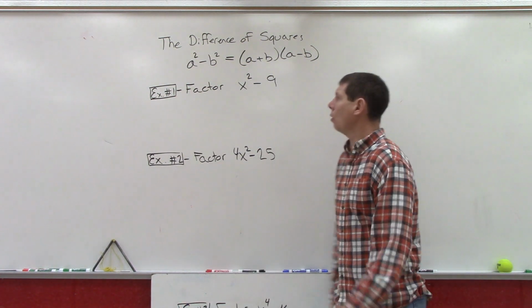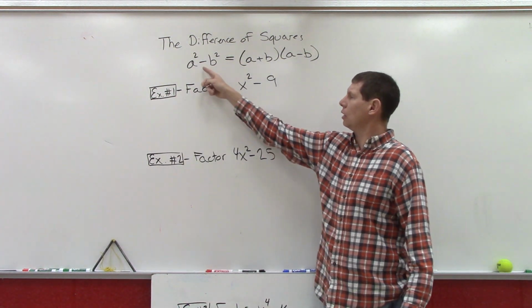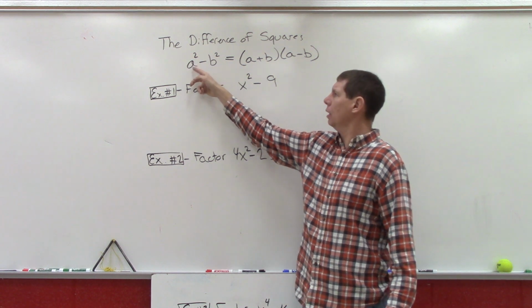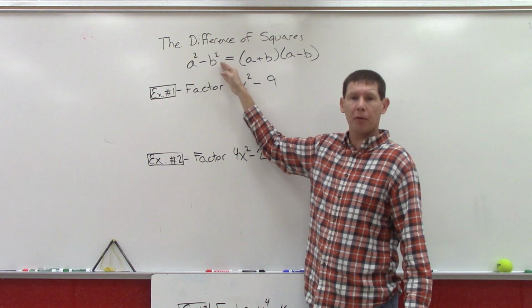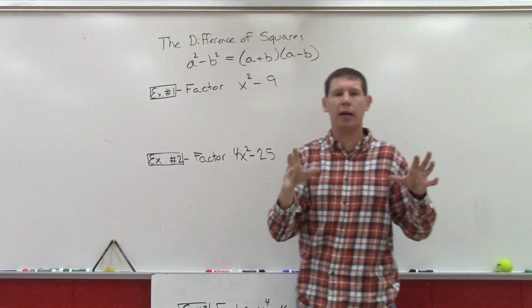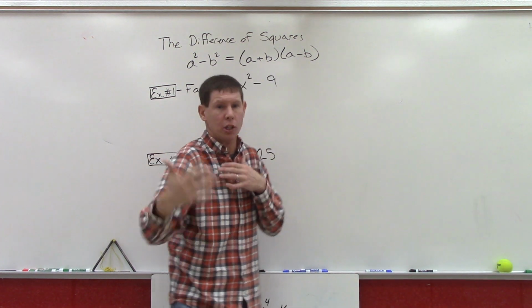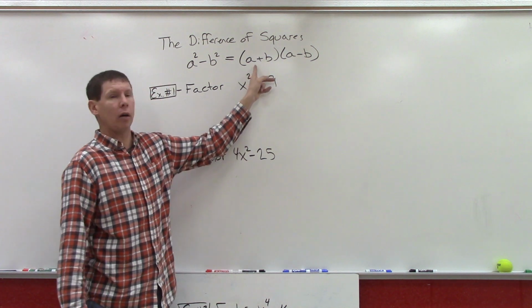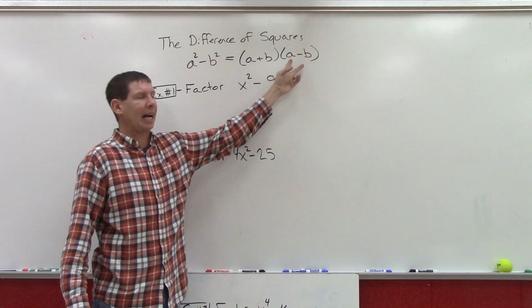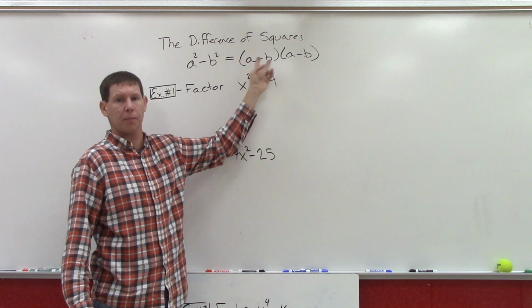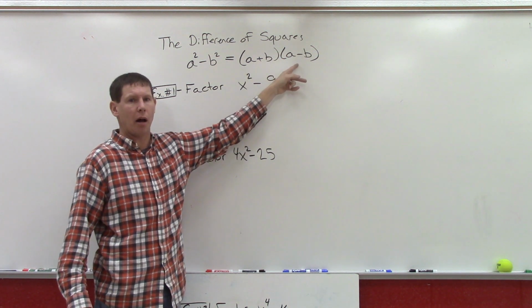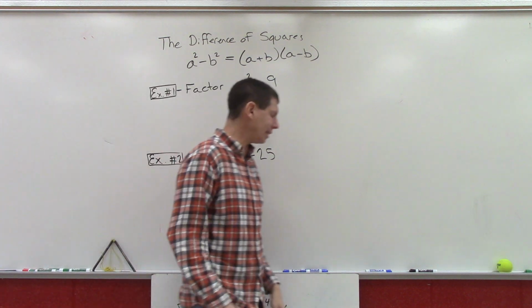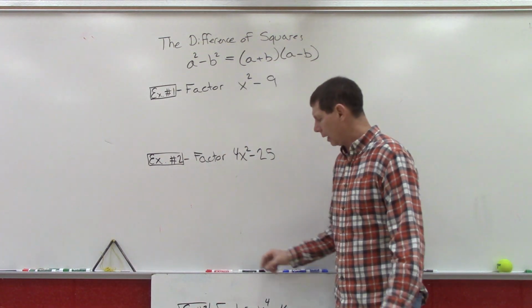Okay, so if we have that situation, and this is the general form of it, we have a perfect square to the left of the subtraction sign, a perfect square to the right. It will factor down into two binomials that are conjugates, or the binomials are the exact same thing, the square roots, except one binomial has a plus sign and one has a minus sign between them. So let's take a look at an example. I think it'll pan out more.